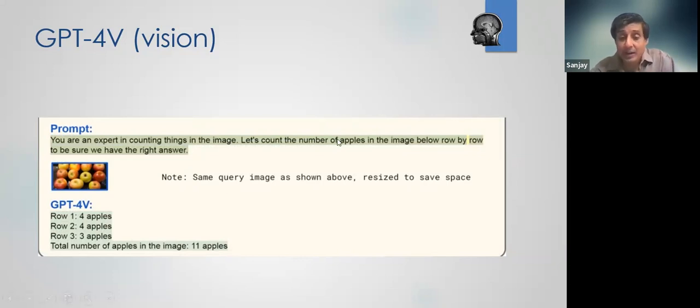Okay, let's count the number of apples in the image below, row by row, to be sure we have the right answer. Now here it's not being told how many, tell me the answer, that's kind of implied, but it figures out row 1, 4, row 2, 4, row 3, 3, total number 11. This time it got it right. Now, there's another part of this that you may not realize. It was given 4 different chances to do this.